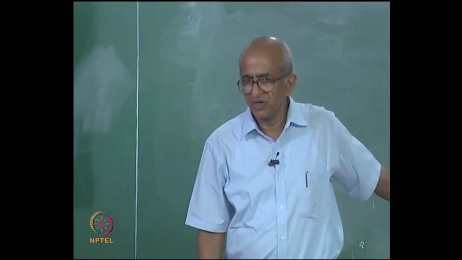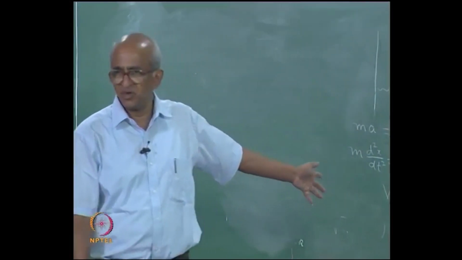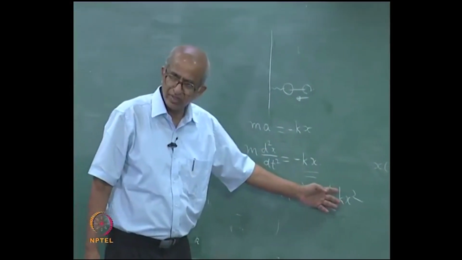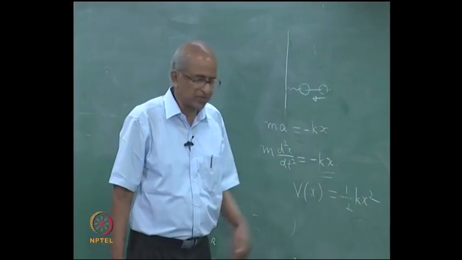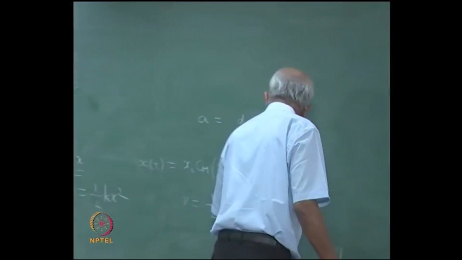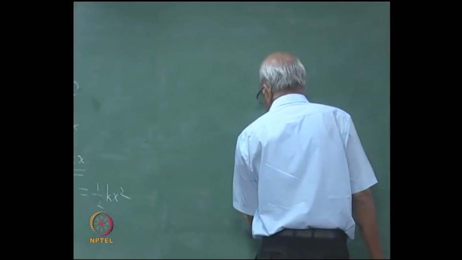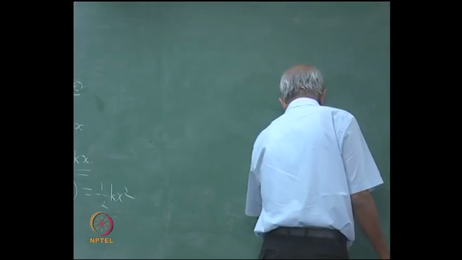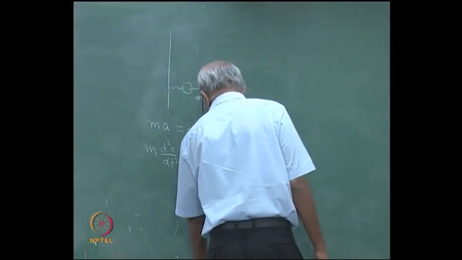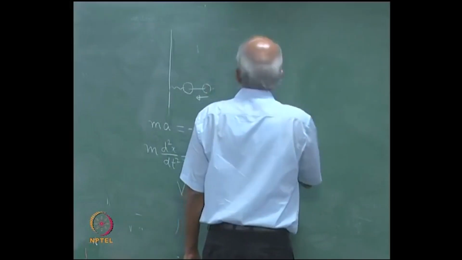So therefore, you have V of x equal to half k x square. This also can be derived, but I am not going to do it. Starting from this force, it is easy to show that this must be the expression for the potential energy. So what is of interest to us is not the classical mechanics of the system, but the quantum mechanics of the system.